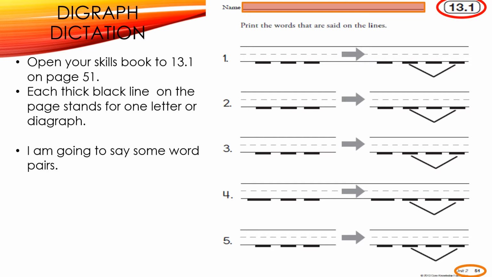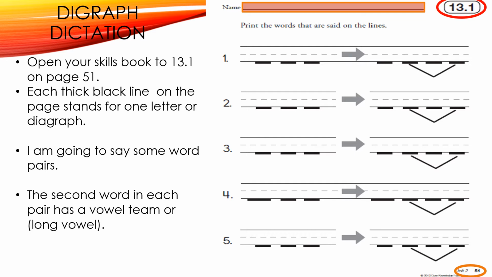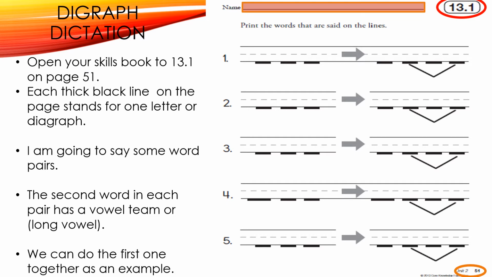For this activity, I'm going to say some word pairs. The second word in each pair is going to be our vowel team word, or our word with the long vowel. We're going to do the first one together as an example. Then you can do the rest on your own. So the first word is cut. Then you alakazam it to cute. Cut, alakazam, cute.